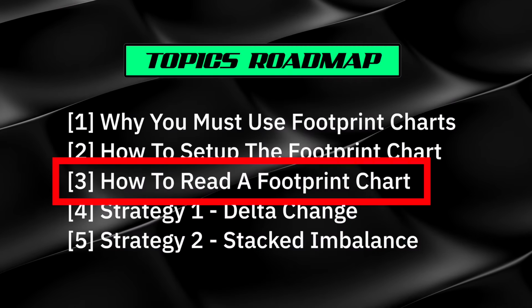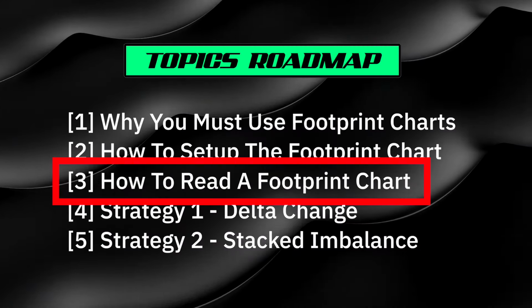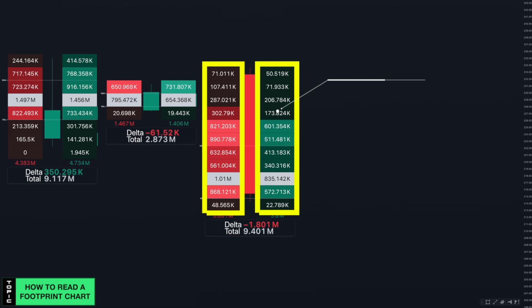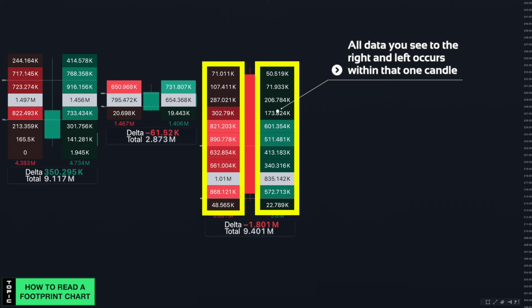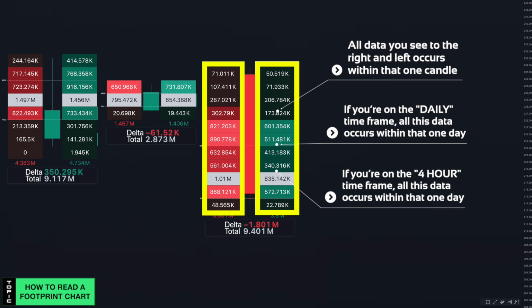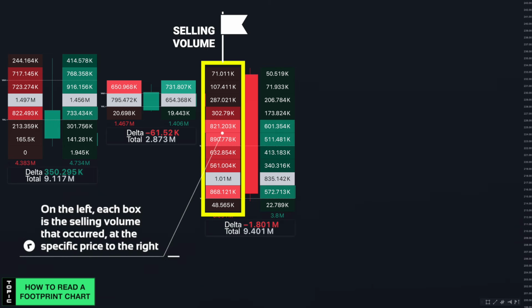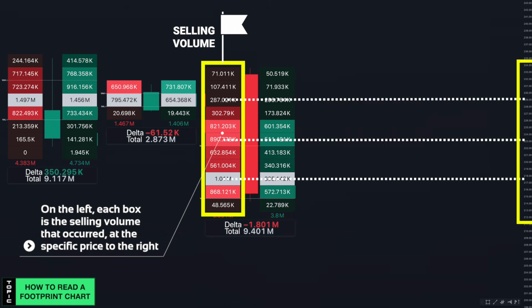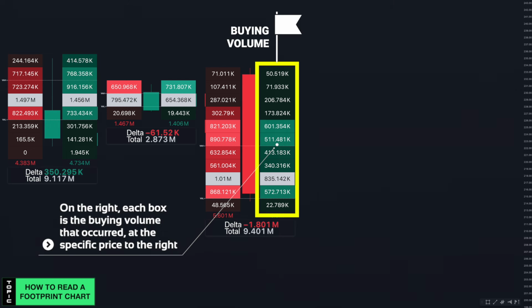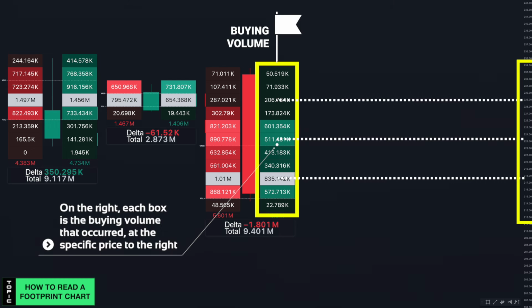So next, how to read a footprint chart. This is your traditional candlestick. All data you see to the right and left occurs within that one candlestick. So if you're on the daily time frame, all this data occurs within that one day. If you're on the 4-hour time frame, all this data occurs within that 4 hours you're looking at, and so on and so forth. On the left, each box is the selling volume that occurred at the specific price to the right. On the right, each box is the buying volume that occurred at the specific price to the right.